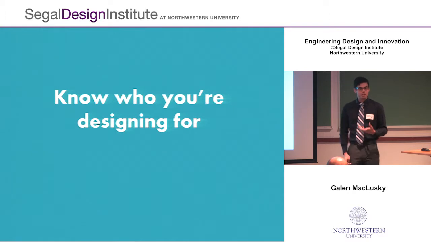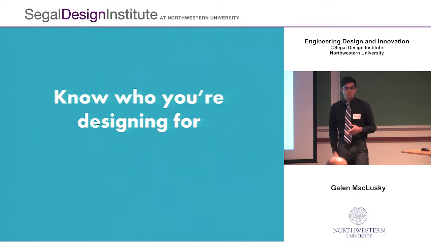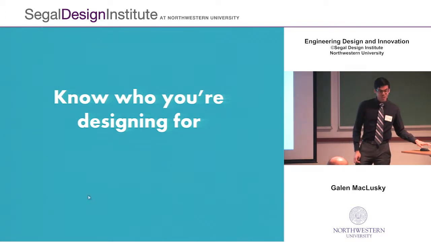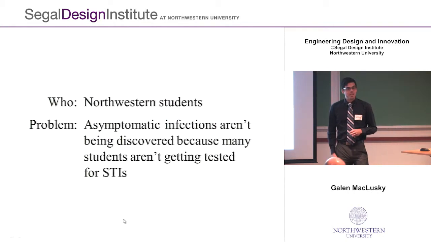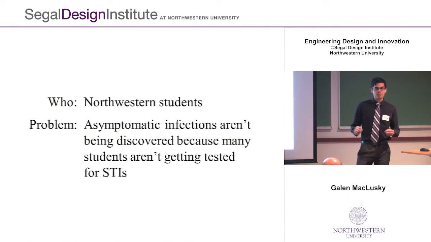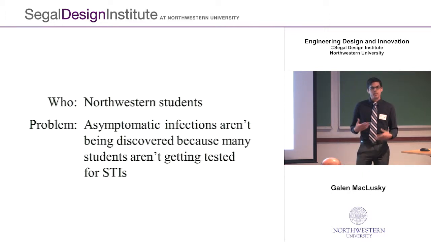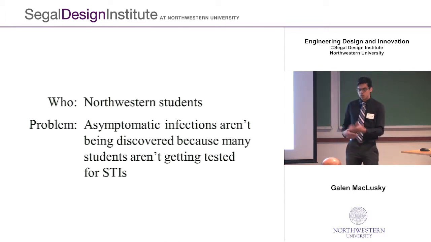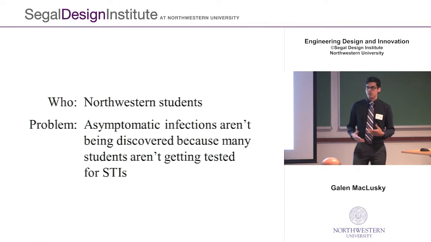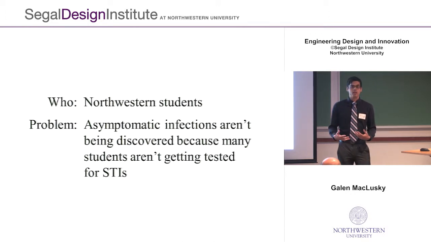People tell you a lot that you need to know who you're designing for. And I thought I had a pretty good handle on this. So early on, this was my idea. We're going to design for Northwestern students. And the problem is that students who are asymptomatic aren't finding out that they have an STI, and they're continuing to spread it. So we need to find a way to get more students tested so that they know they can change their behavior.